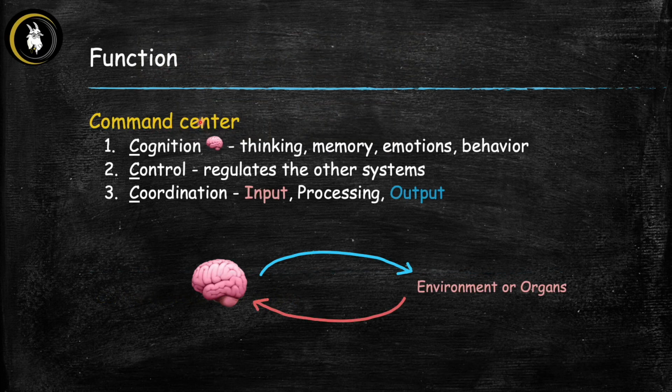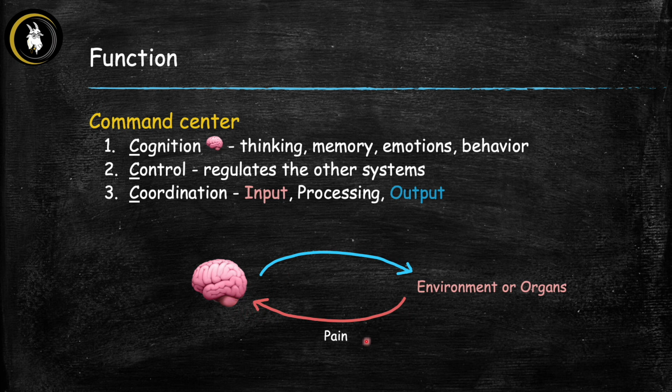The nervous system is basically the command center of the body. I like to remember its functions as the 3 C's: cognition, control, and coordination. So cognition is the higher level things that the brain does, like thought, emotions, and behavior. Control, because the nervous system regulates the other organ systems and their actions. And then coordination, basically this is a loop from input to processing to output.